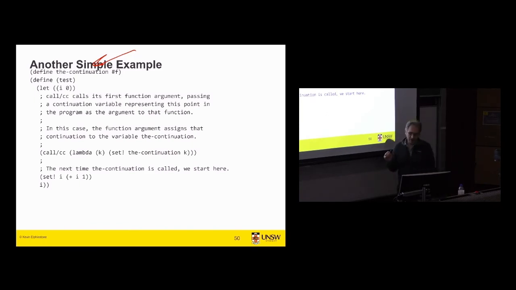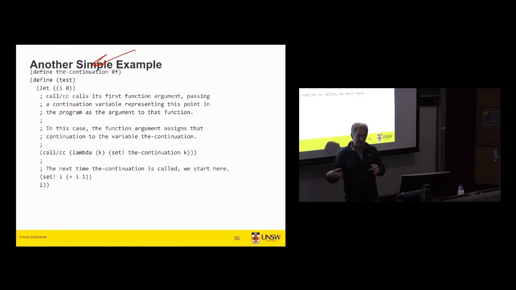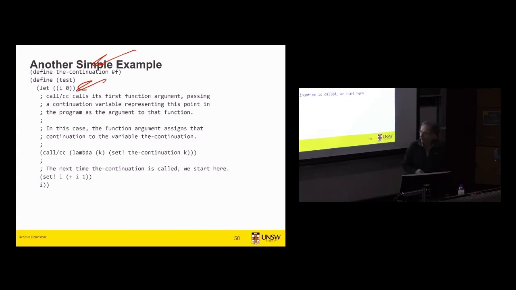So we declare a variable called the continuation that we're going to use to store the continuation in. Okay? So thus far, you've seen that it's basically being passed as an argument. You can also take that argument and store it somewhere and invoke the continuation as many times as you like. So we've got a function called test. Test has a local variable called I, and we set that variable to 0. So we initialize I as 0.